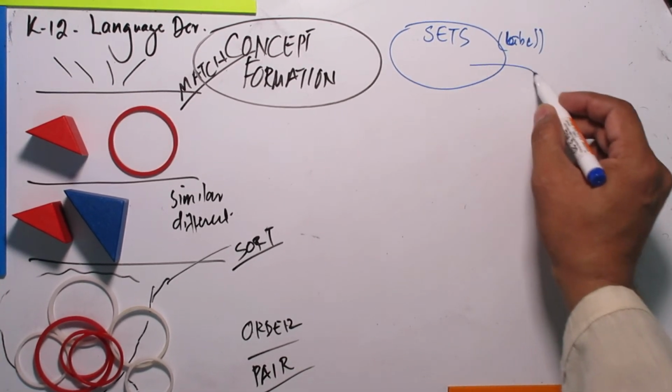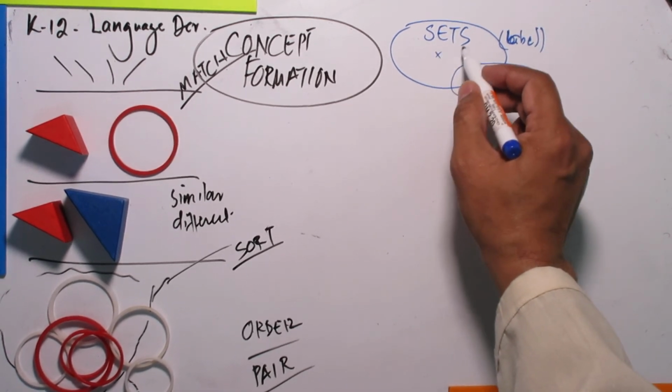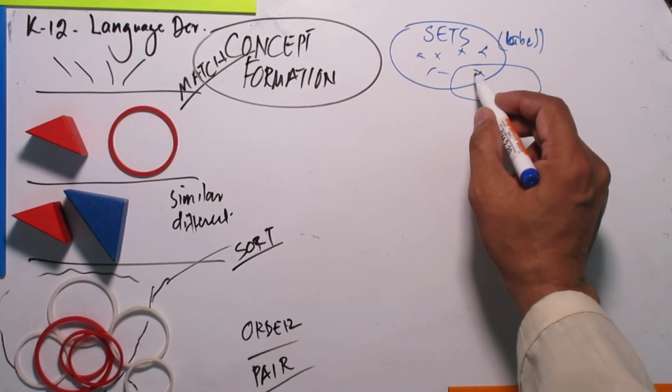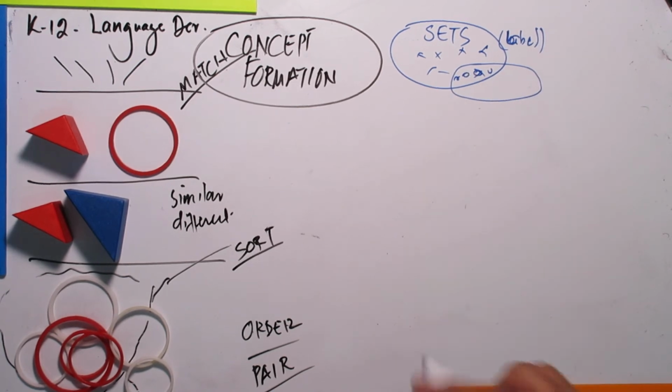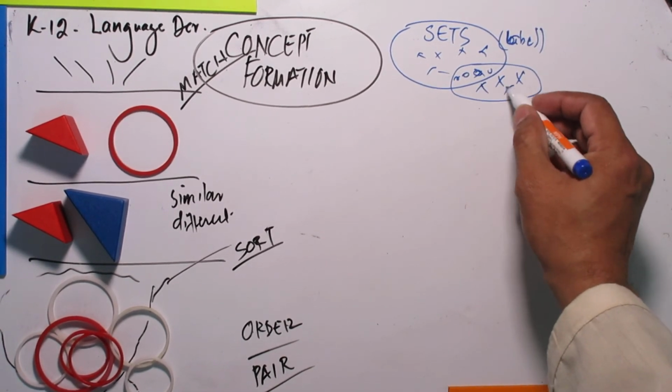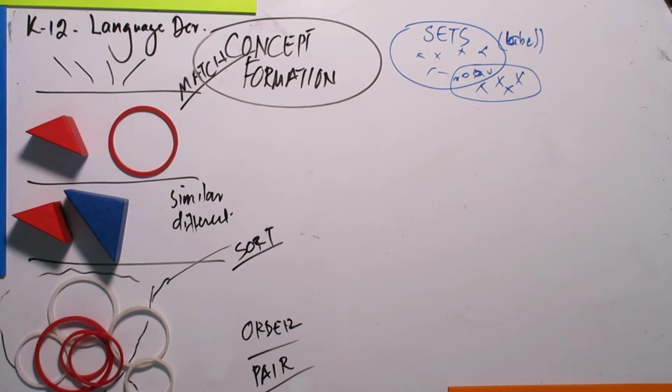I tried to convey it earlier. In one set, there are differences within a set, and there are similarities across the set. We should not ignore it. Every child is different. That's one part.